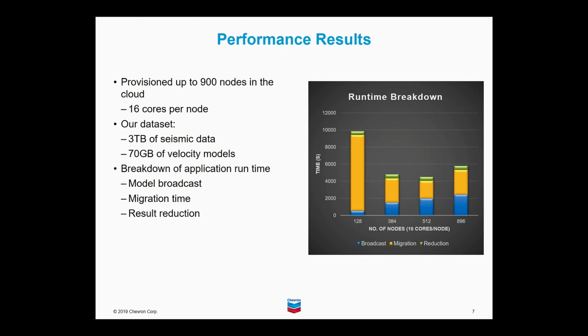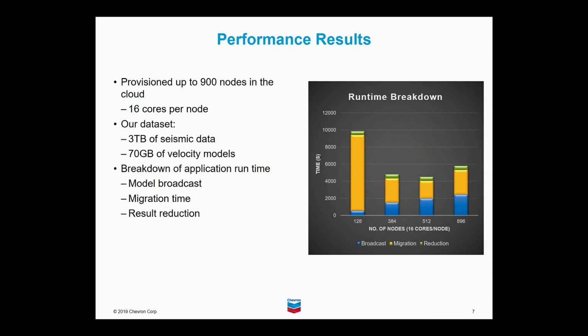So here are some of our performance results. We were able to provision up to 900 nodes in the cloud with 16 cores on each node. The data set we used for testing has 3 terabytes of seismic data and 70 gigabytes of velocity models. And these velocity models, as I said, need to be broadcast to all the workers.